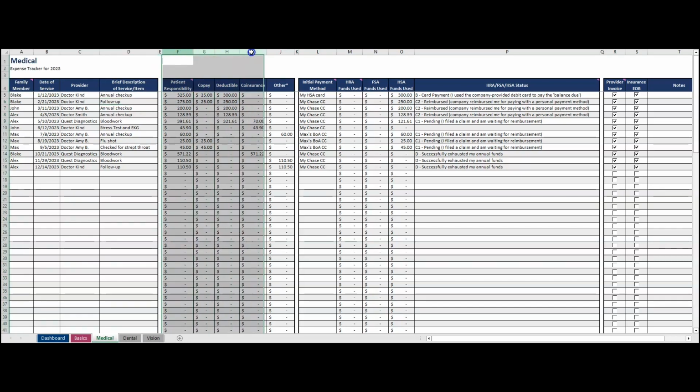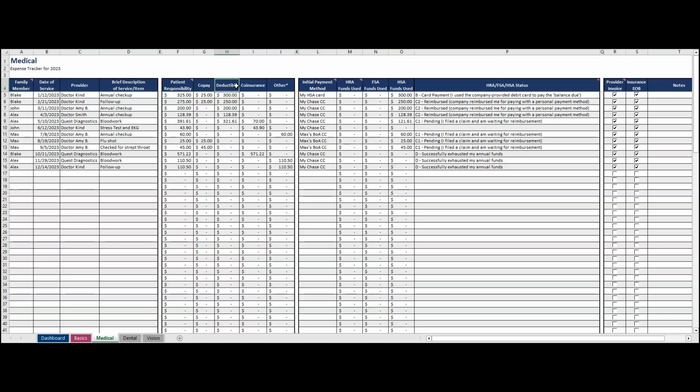And then these 5 columns are where you're going to type in the amount that you paid. So patient responsibility is going to be the total amount that you had to pay to the provider. The other 4 columns are going to designate how much of the patient responsibility went towards copay, deductible, coinsurance, or other. As you may or may not know, copay is the flat dollar amount that you are responsible to pay at the time of your visit.